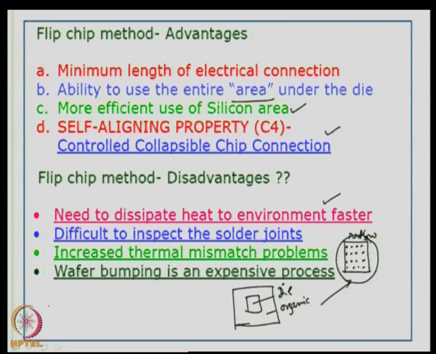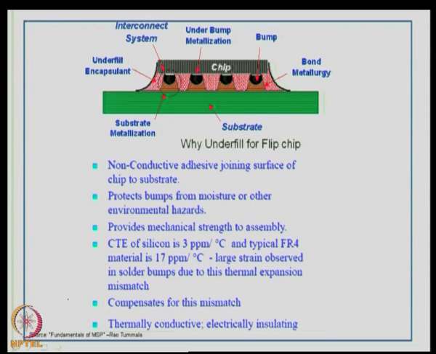And wafer bumping is currently still an expensive process. It was an expensive process, but today with the increased use of flip chip, wafer bumping is becoming affordable, but nevertheless expensive compared to a wire bonding or a TAB process. We have seen that wire bonding is most economical.